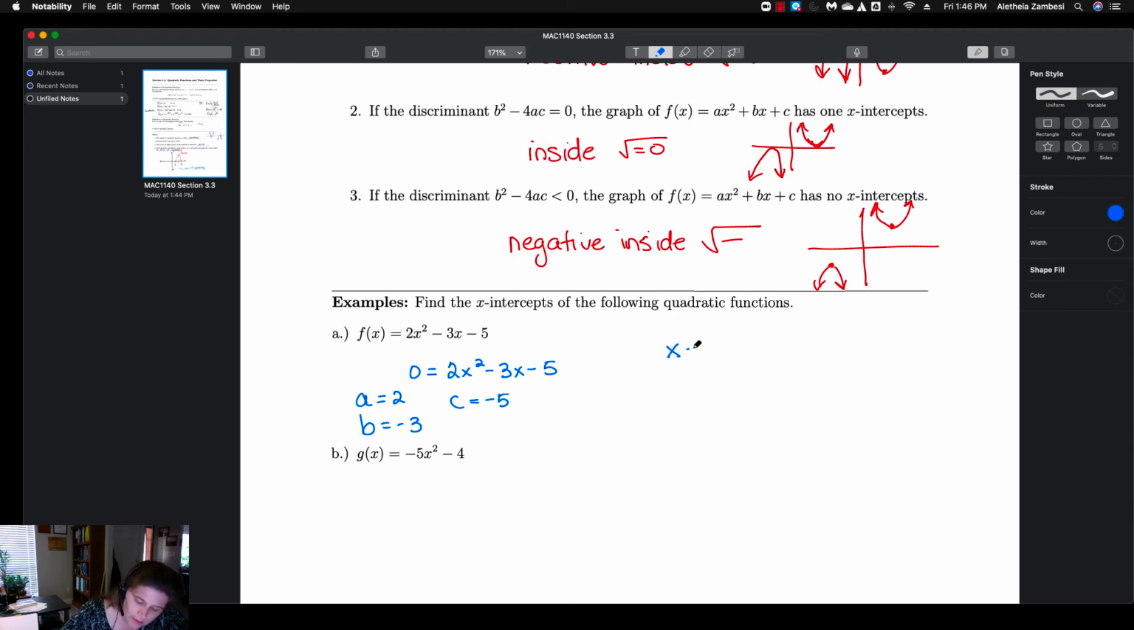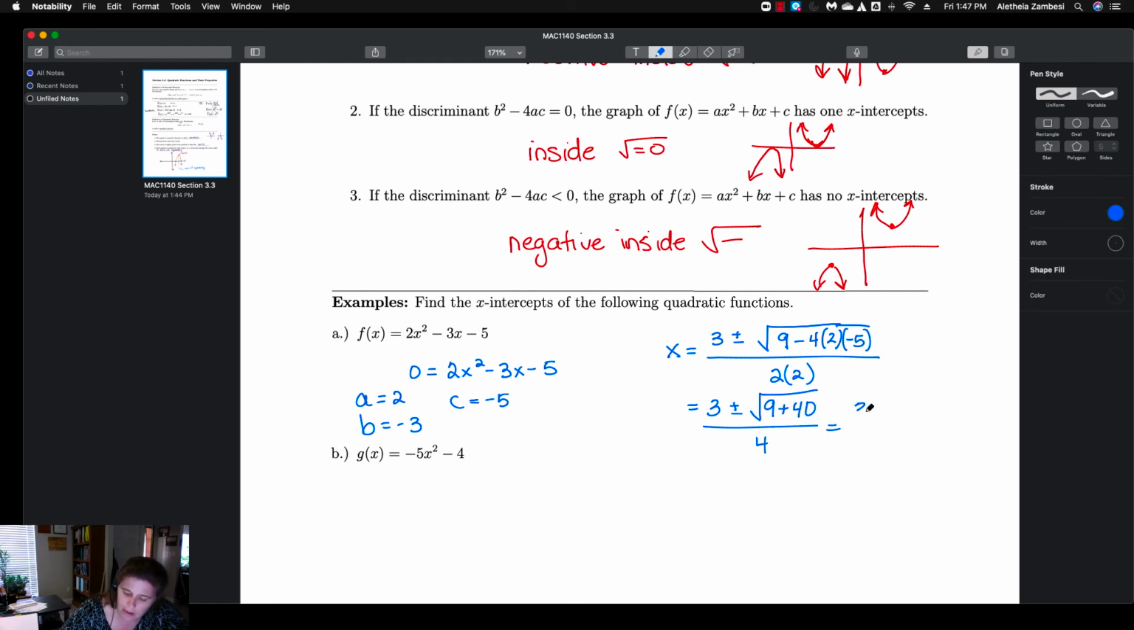So x is equal to negative b, so 3, plus and minus the square root of b squared, 9, minus 4 times 2 times negative 5, all over 2a, so 2 times 2. I have 3 plus and minus. This here gives me 40, so 4 times 2 is 8 times 5 is 40. Negative and negative means I'm positive, so 9 plus 40 gives me 49 total.